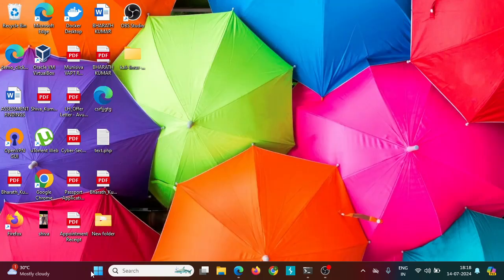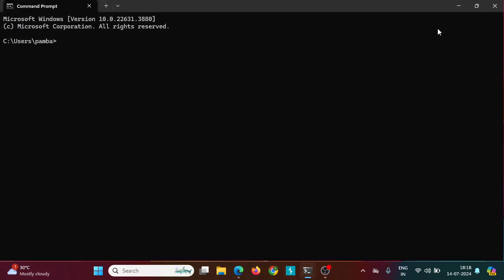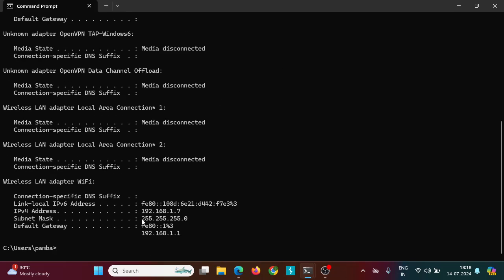So, let me open my CMD and I will check my IP address. The ipconfig command will give the IP address of my system. It is 192.168.0.17 and the subnet mask is 255.255.255.0. We'll see what the subnet mask is and what an IP address is. My router IP address is 192.168.1.1. It is a private IP.